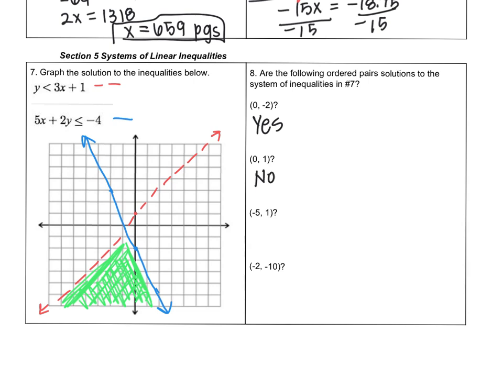Okay. Next we have negative 5, 1. Now it's only in the solution region for our blue line, not both, so no. And then we have negative 2, negative 10. And that falls squarely in the region of both inequalities. So it is a yes.